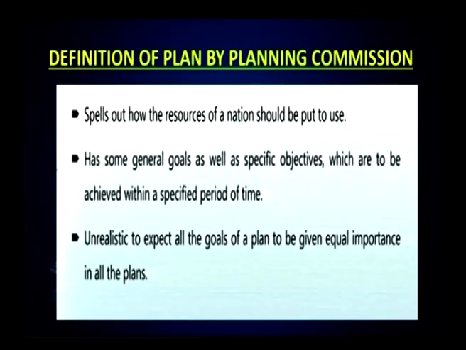So, what exactly is the definition of a plan by the Planning Commission? The Planning Commission says that a plan is something which spells out how the resources of a nation should be put to use. It has some general goals as well as specific objectives which are to be achieved within a specified period of time. And it is unrealistic to expect all the goals of a plan to be given equal importance in all plans. That means each plan is going to give importance to different objectives.